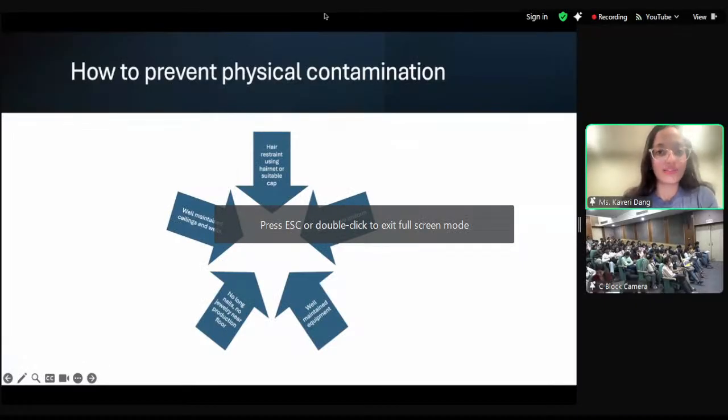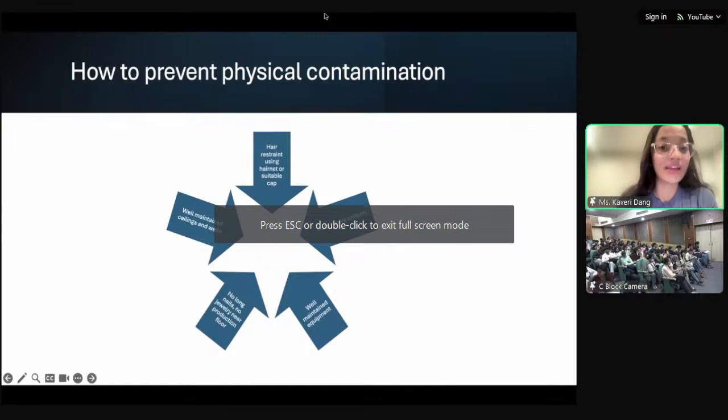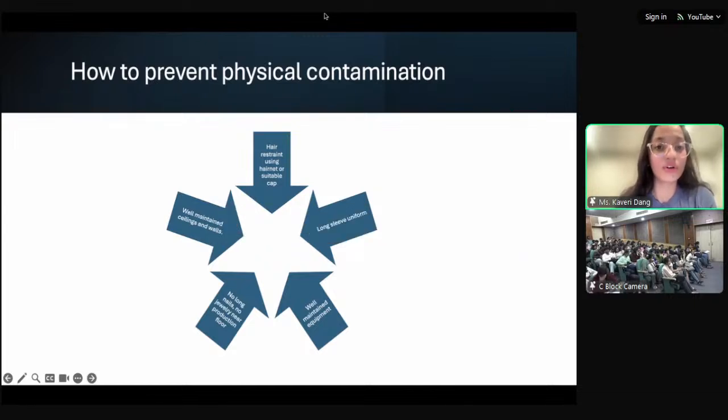And how to prevent physical contaminants. So again, hair restraint using hairnet or suitable cap, long sleeves uniform, well maintained equipment. We need to be checking our equipment every now and then, to make sure that the equipment is working fine. It's not having any metal on metal contact that is resulting in metal shavings, or our conduits, metal pieces. They all are in place and they are not lying freely on the equipment.